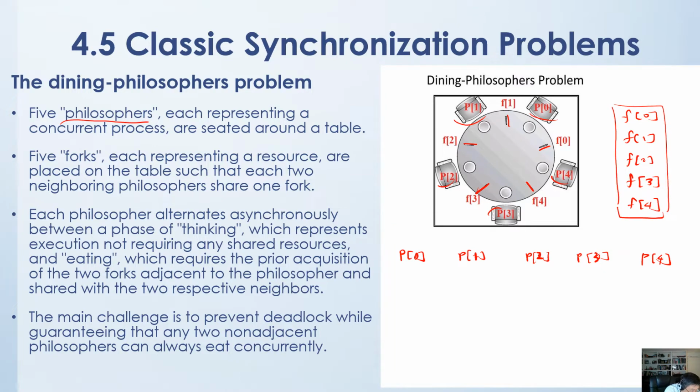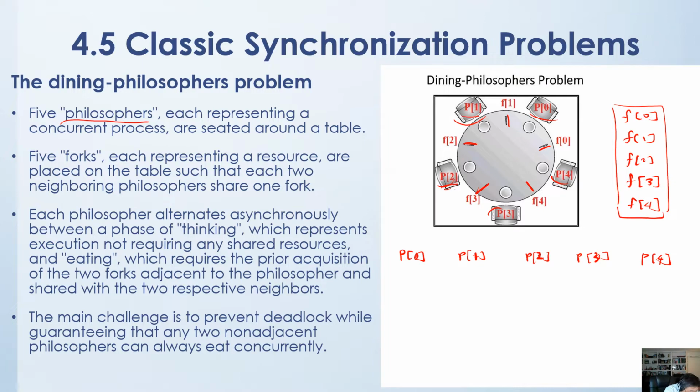Okay, so then these forks are placed on the table such that each 2 neighboring philosophers share 1 fork. So for example, P1 and P2, these 2 philosophers, share fork 2. P2 and P3 share fork 3.